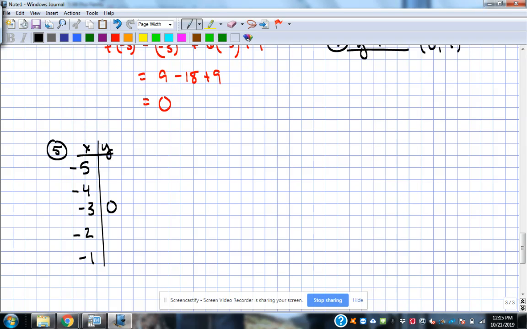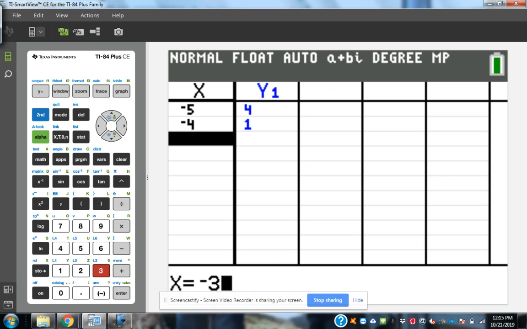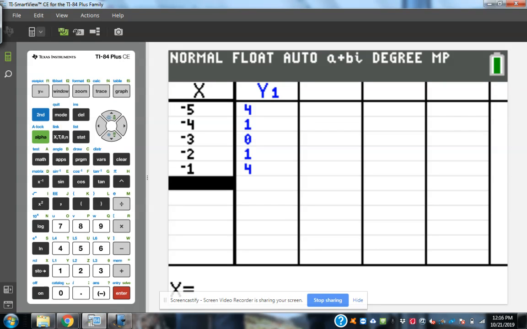So what I want to do now is take my calculator and plug in those x values in that table and get it to crank out the y values for me. If you don't have that calculator handy, then you plug these x values into the problem and work out what y is. Okay. So on my calculator, I'm just going to set up the -5, -4, -3, -2, -1. And it cranks out the y values that go right along with that.